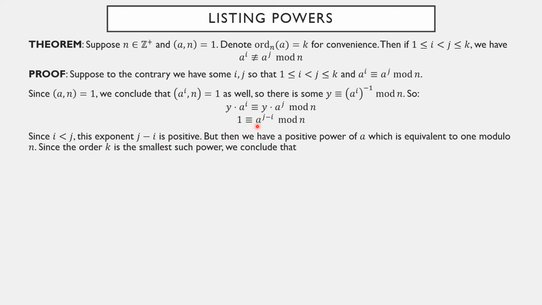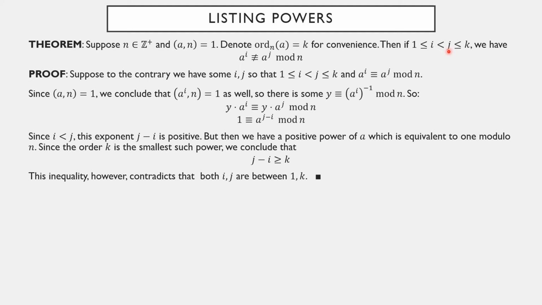So now I have a to a positive exponent equivalent to 1 mod n. The order was called k. That's the smallest positive power that satisfies that property. So this particular power can't be any smaller than the smallest positive power that satisfies that property. However, i and j are in between 1 and k.